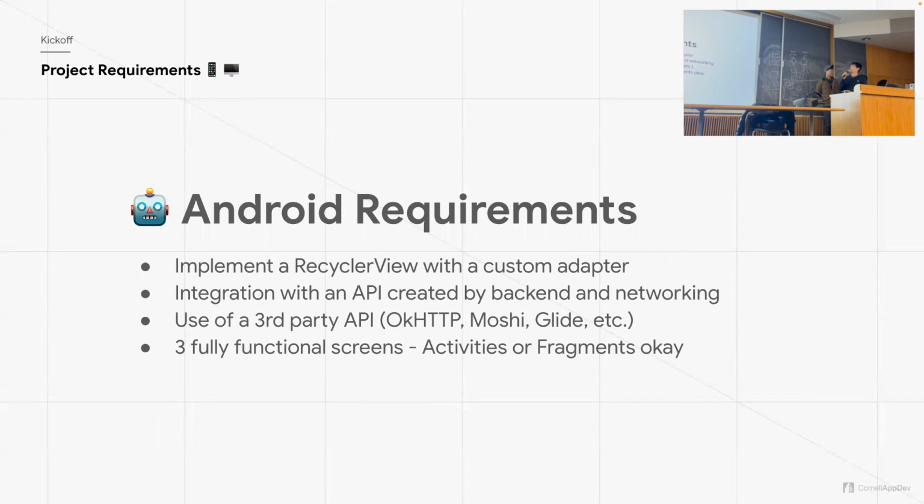Besides RecyclerViews, we'll also want you to create or interact with your backend API in some way, obviously, or else you wouldn't have a backend team. We want you to use the third-party libraries we've been teaching you throughout the course, mostly OkHttp, Moshi, and Glide. Those are the 3 we've mainly worked with throughout the semester to interact with a backend. And in the end, we'll want you to create 3 fully functional screens, just like iOS, with solely activities or fragments. You can have 3 different activities, 3 different fragments on one screen, or a mix between the 2.